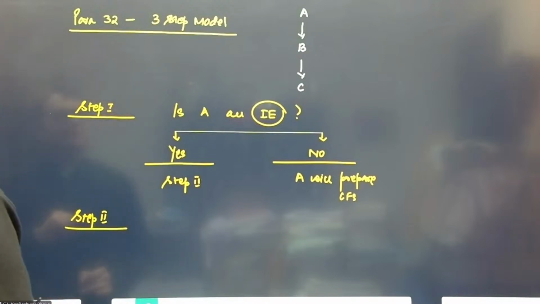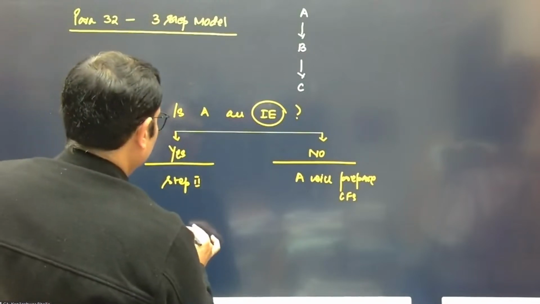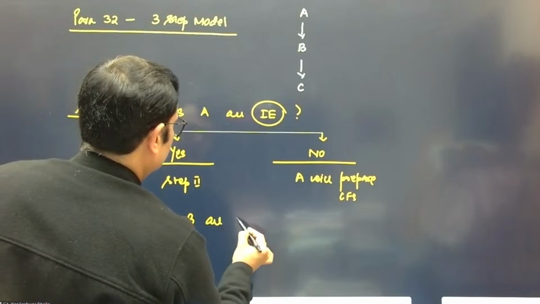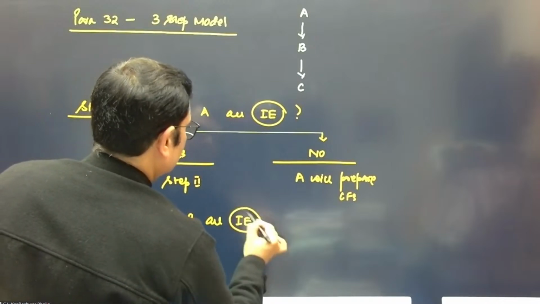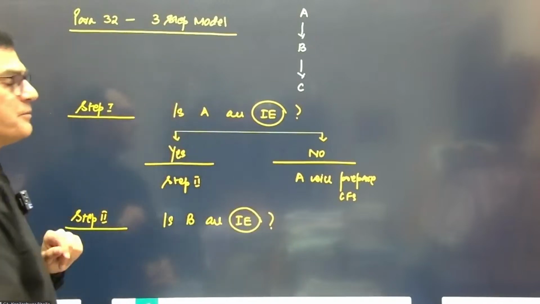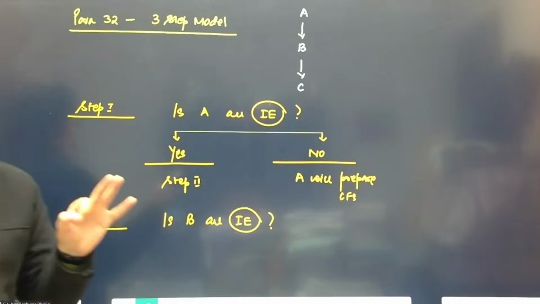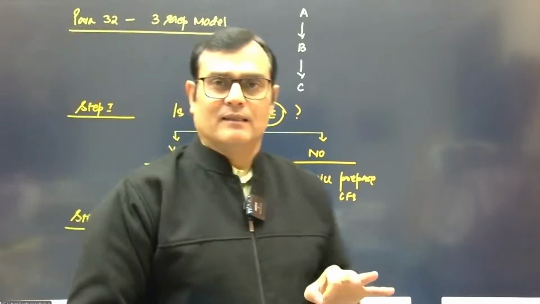So in terms of step number 2, we can say, is B an investment entity? So the focus changes from the parent to the subsidiary. So first you ask the parent and then you ask the son.